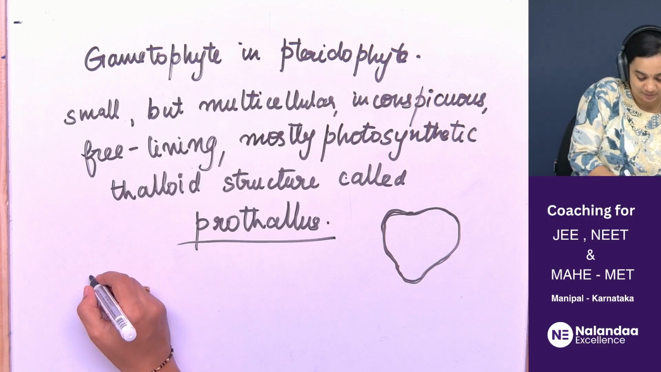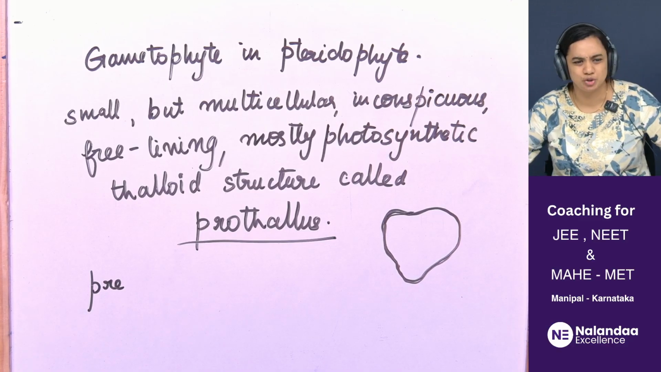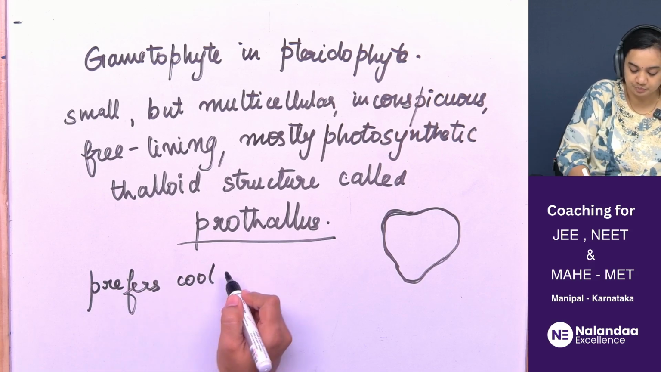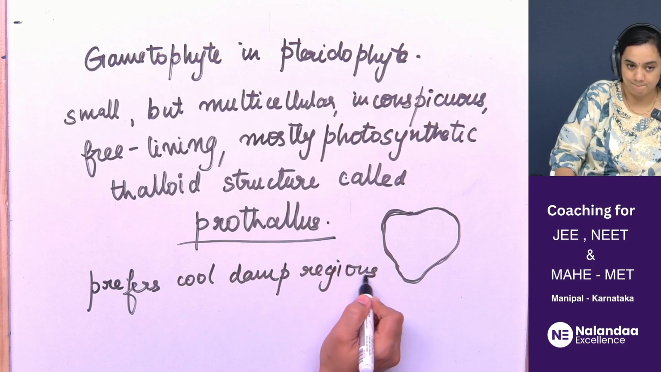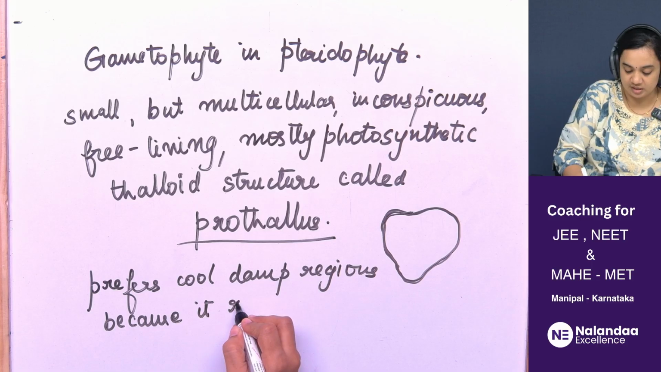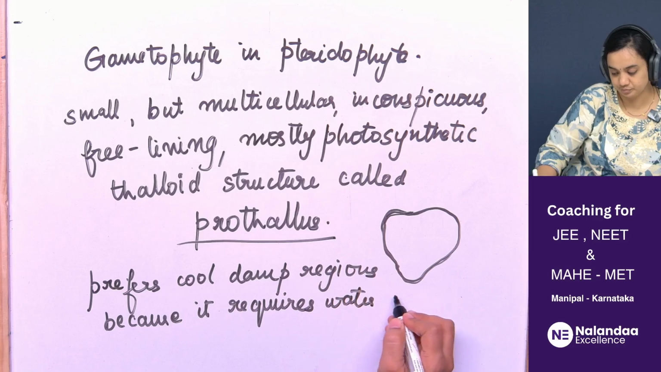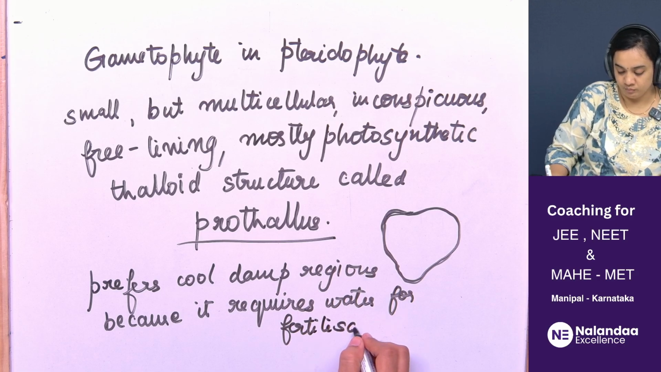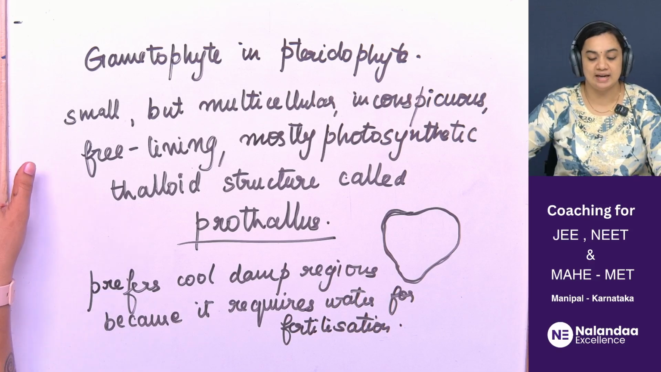Now, the prothallus doesn't have vasculature. It's a very simple structure, and short lived also. So it prefers cool, damp regions because it requires water for fertilization, and hence it prefers such cool and damp regions.